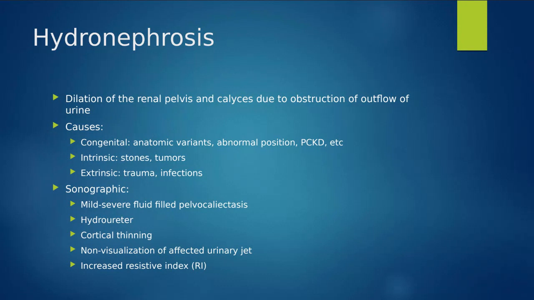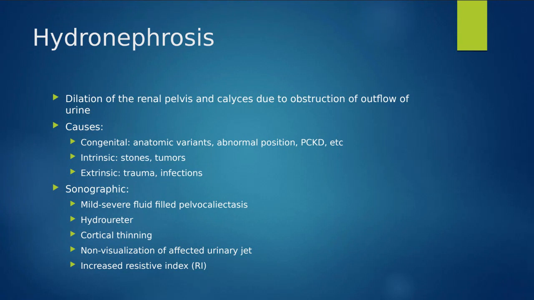So the causes of hydronephrosis, there are three main causes. The main one that we think of is stones, right? That's going to be the most common one. That's an intrinsic cause, meaning that there is a stone originating in that kidney, or there's a tumor along the way of that kidney or ureter or bladder that's causing this obstruction and this backup of urine into the kidney.